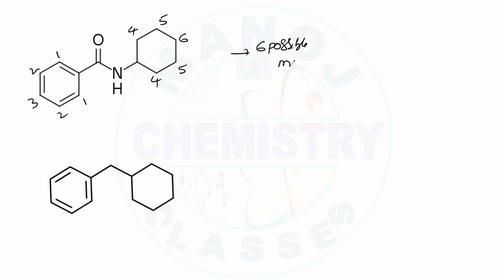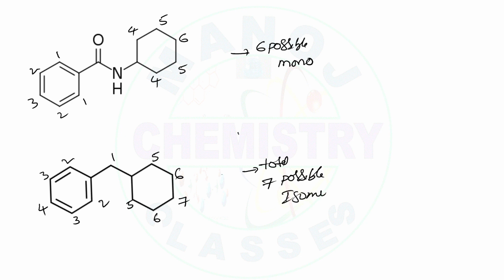6 possible monochloro products are there, whereas in this case 7 possibilities are there. What are those? This one is 1, this one is 2, this one is 3, this one is 4, whereas this one is 5, this one is 6 and this one is 7. So there are total 7 possible isomers. All these are monochloro derivatives.